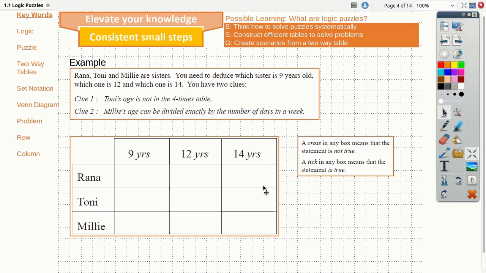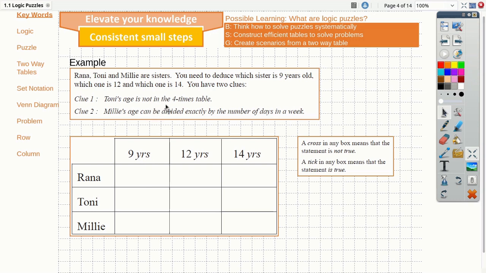Now that I've drawn my table, I also need a rule, or 2 rules, for how I'm going to fill out this table. So a cross in any box means that the statement is not true, and a tick in a box means that the statement is true. So let's say, for example, in this box, if I had a cross, it would mean that Rana is not 9 years, but if I had a tick in this box, it would mean Rana is 9 years.